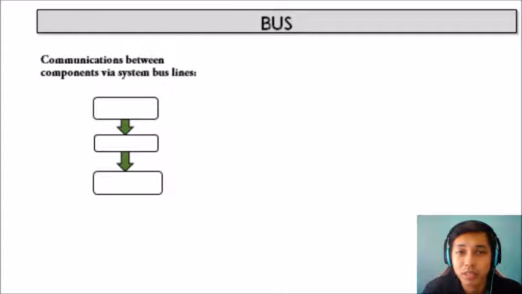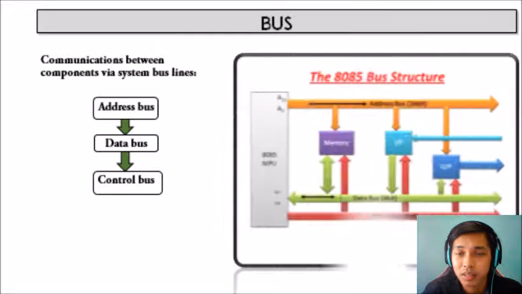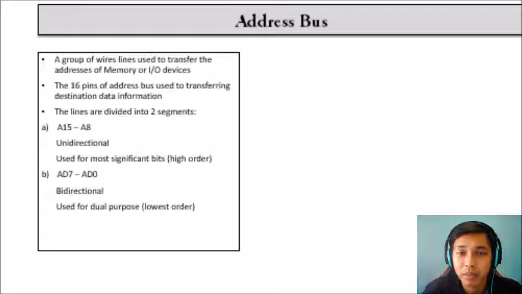Bus is a communication between components via system bus line, which consists of three types: first, address bus, data bus, and control bus. So, this is the whole diagram of the bus structure. For the first part, I will explain about address bus.